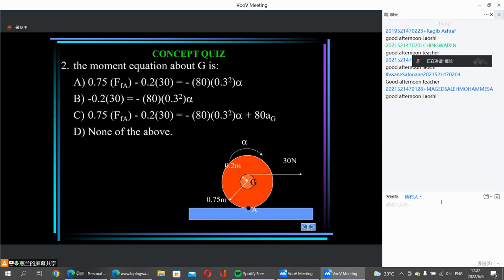The moment question about point G is which one? Again, you can have the FBD and you can have the KD. Okay. So maybe we can have a 10 minute break and then we will continue.